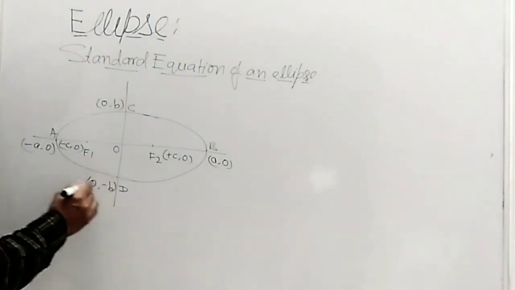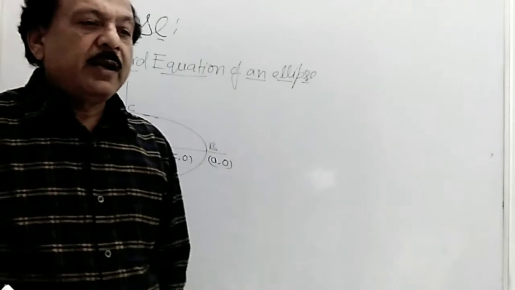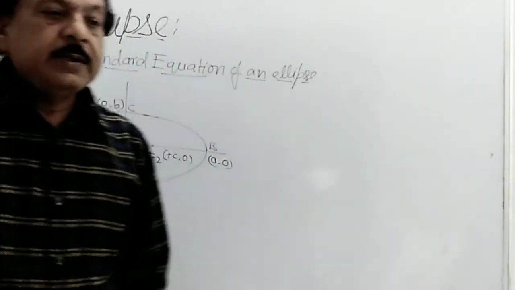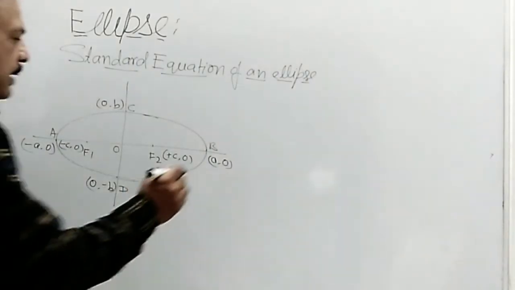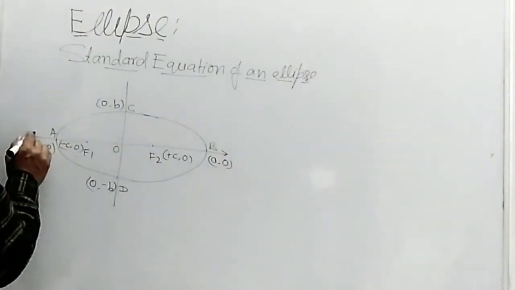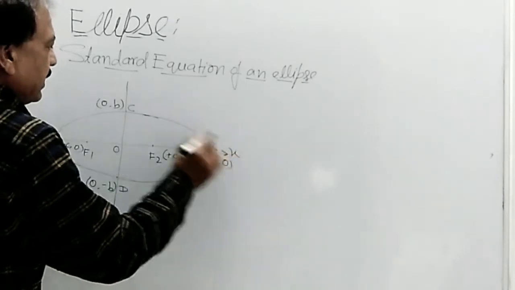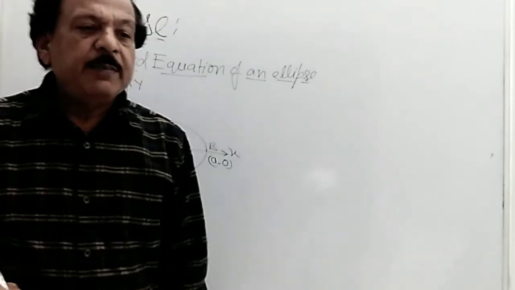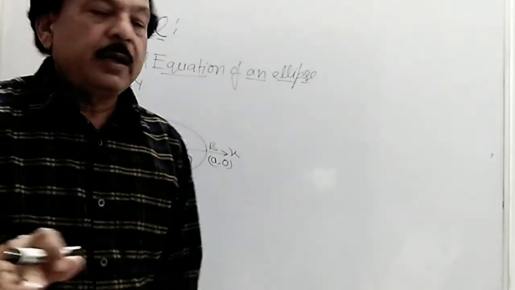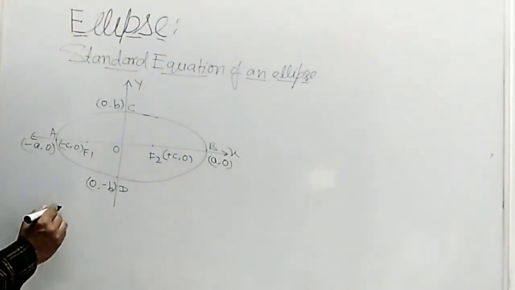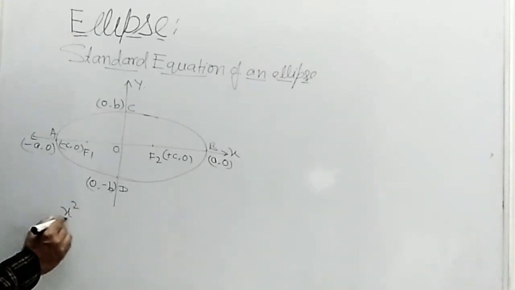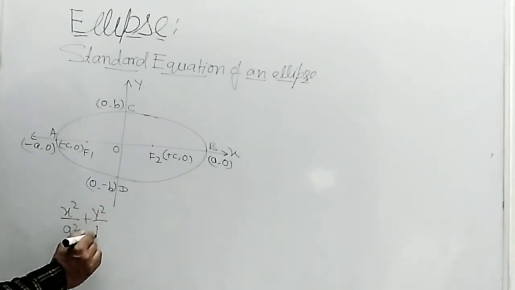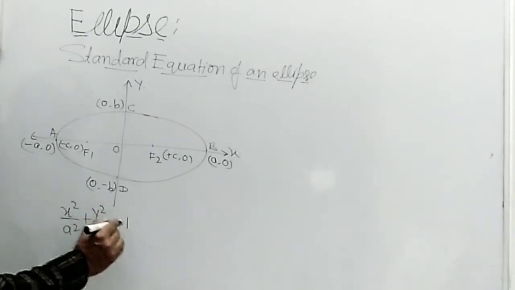So now the standard equation of the ellipse is, if the major axis is on the x-axis, this is the x-axis, and this is the y-axis. If the major axis lies on the x-axis, then the standard equation is x square upon a square plus y square upon b square equal to 1.